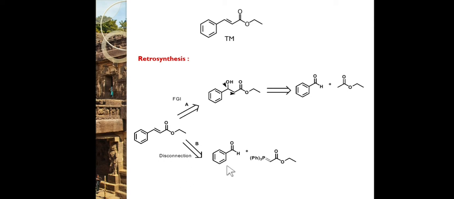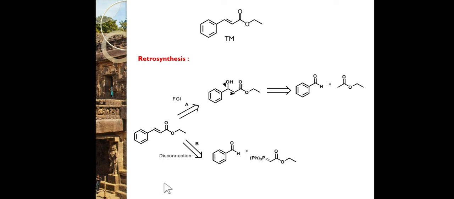We are going to apply both the strategies, and you will be glad to know that in regular organic synthesis these two methods are commonly used for the synthesis of ethyl cinnamate. The first method is the FGI of this double bond, that is adding a water molecule across this double bond, and adding OH at the beta carbon is a useful FGI. It will give us benzaldehyde and ethyl acetate. So this is the first strategy. By using ethyl acetate and benzaldehyde, we can get this beta hydroxy carbonyl compound.